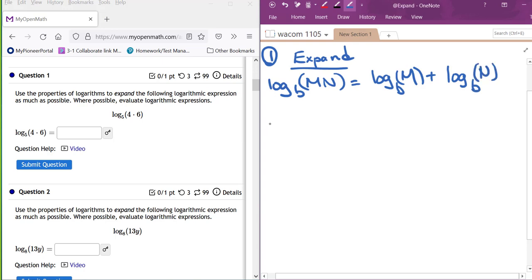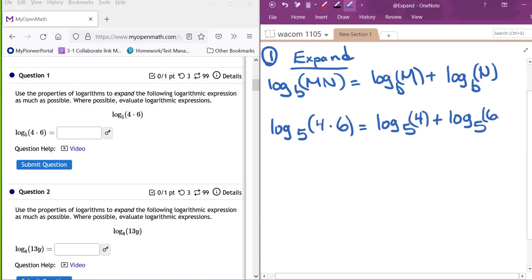So question 1 says the log base 5 of 4 times 6, and they want us to expand it. So this is a product. So it will be log base 5 of 4 plus log base 5 of 6. And you have to look at these and see if you can simplify. You're not going to be able to simplify this one. You can't write 4 in terms of 5 to a power, and you can't write 6 in terms of 5 to a power. So that is going to be our answer.